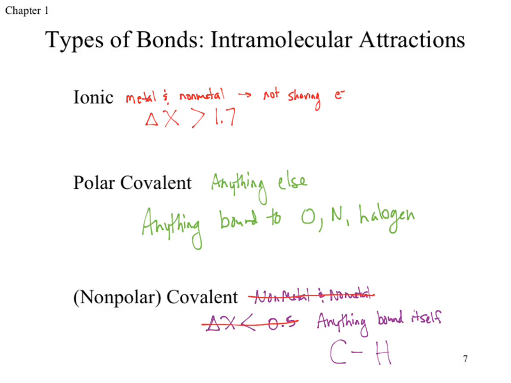Of those two, which ones do you think are going to react the most? Polar covalent, because that difference in electronegativity starts to generate partial charges. Those partial charges are then what will react later on.